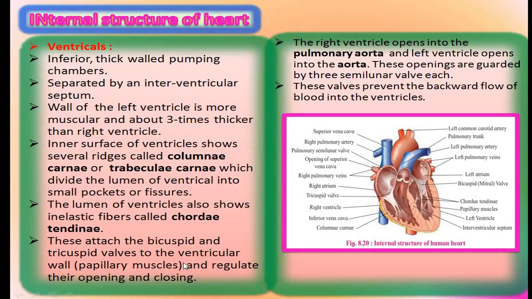Then the lumen of the ventricles also shows inelastic fibers called chordae tendineae. See in the figure, this is the chordae tendineae, this and this. These are present in the lumen of the ventricles. These fibers are inelastic, and are thread-like bands of fibrous tissue.